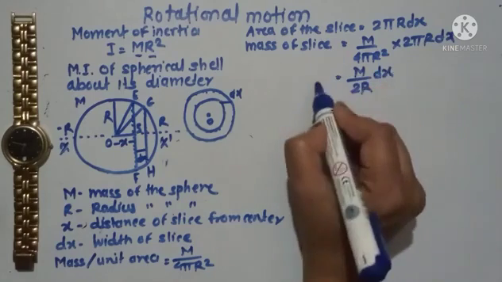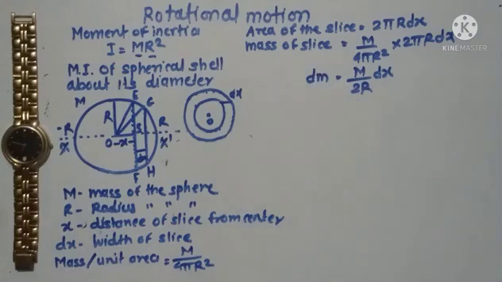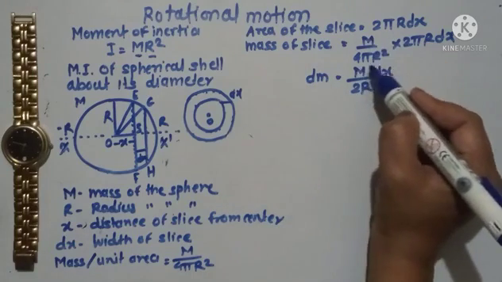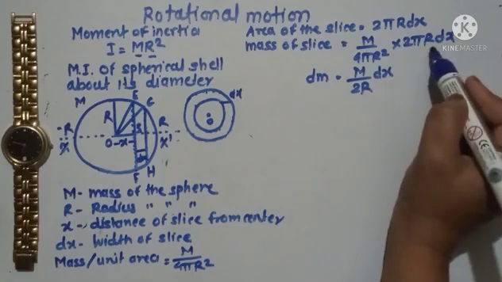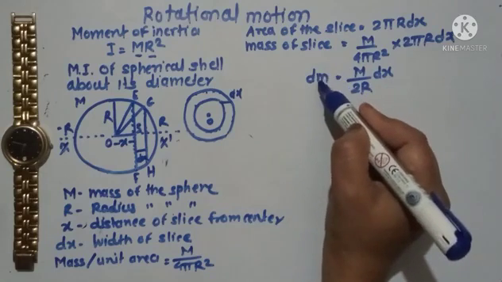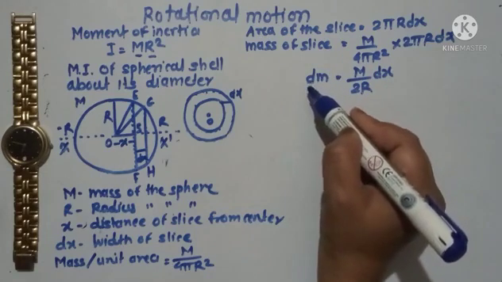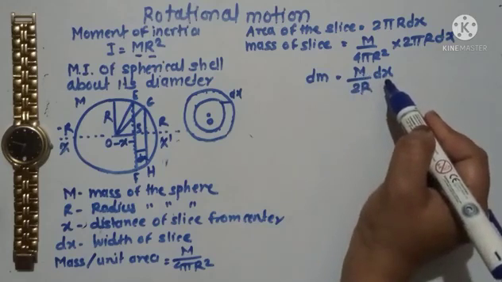So let the mass of the slice be dm. The mass of the slice is calculated by the mass per unit area of the whole sphere multiplied by the surface area of the slice. So this will give us the mass of the slice, which we have considered as dm. So this dm is given by M upon 2R into dx.